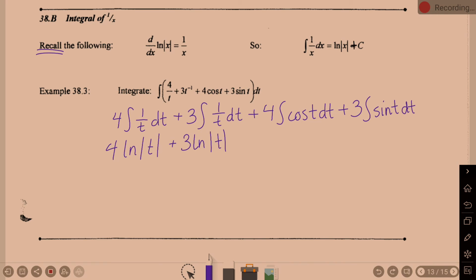Integral of 4 cosine t. The derivative of sine is cosine, so it just stays the same. Sine. So plus 4 sine t. Minus 3 cosine t. The derivative of cosine is negative sine, but we don't have that negative here, do we? So we put our negative on the original and say minus 3 cosine t plus c.